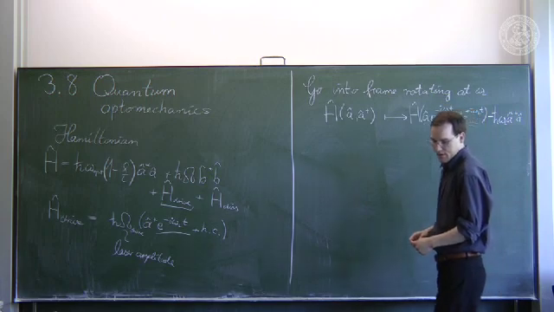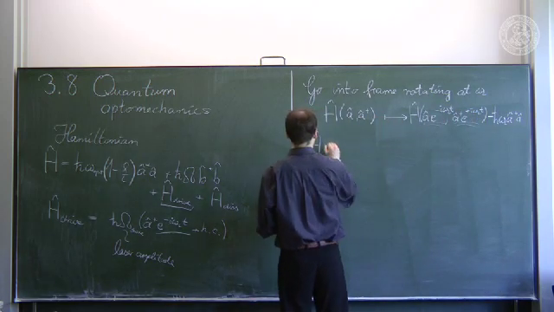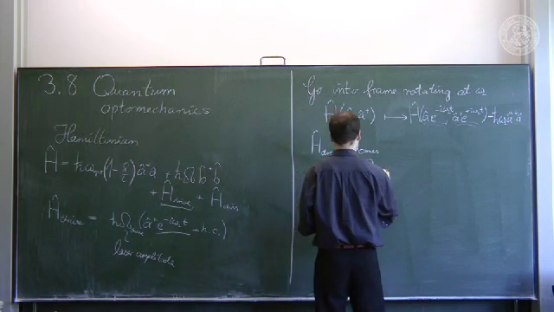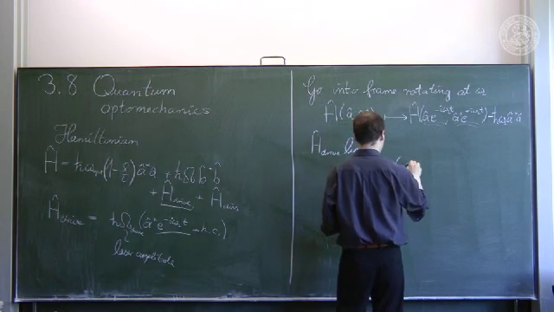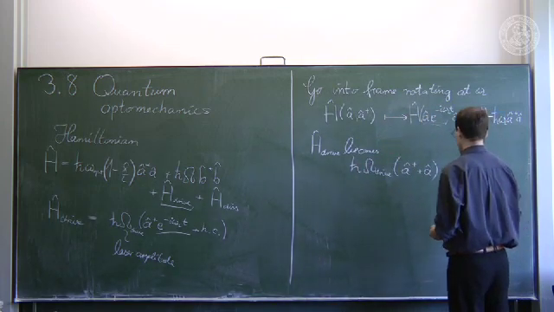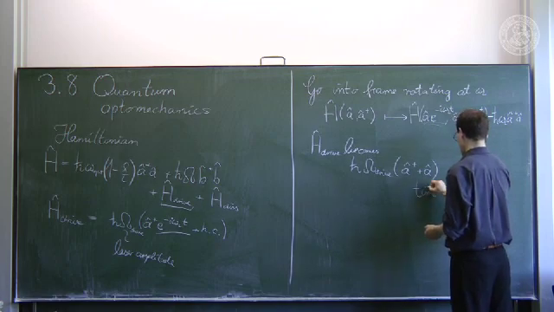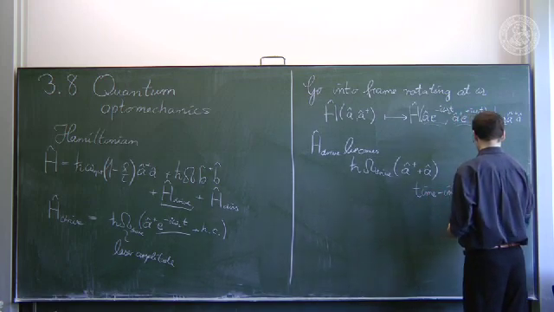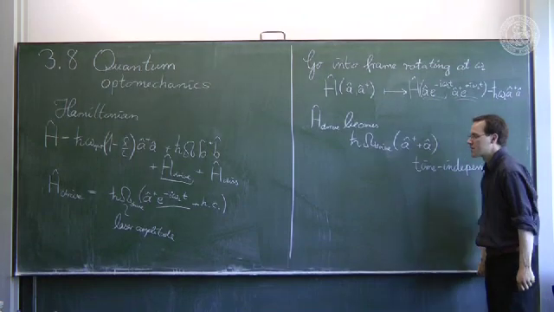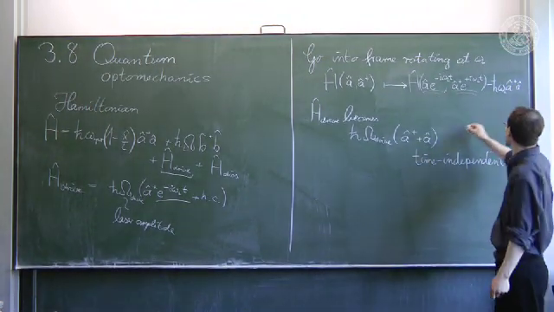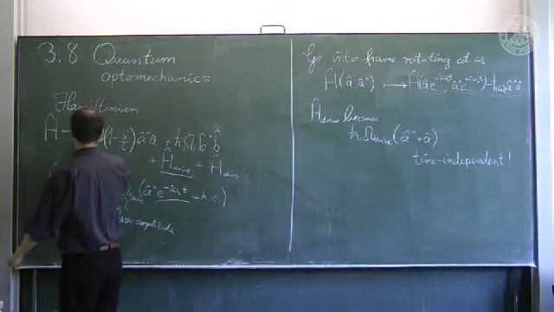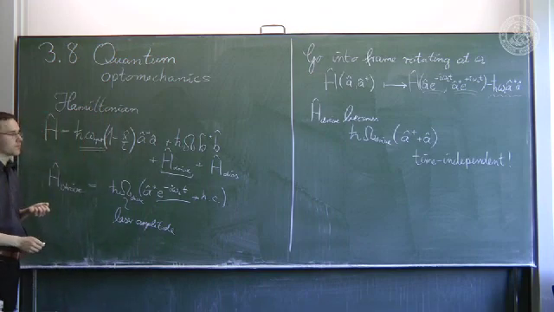So, let's write that down. The drive Hamiltonian becomes simply h bar omega drive times A dagger plus A. And it's then obviously time-independent. That's a good thing. But the second thing is, of course, I have to take into account this extra term. I will be able to combine it with the original Hamiltonian of the photons.